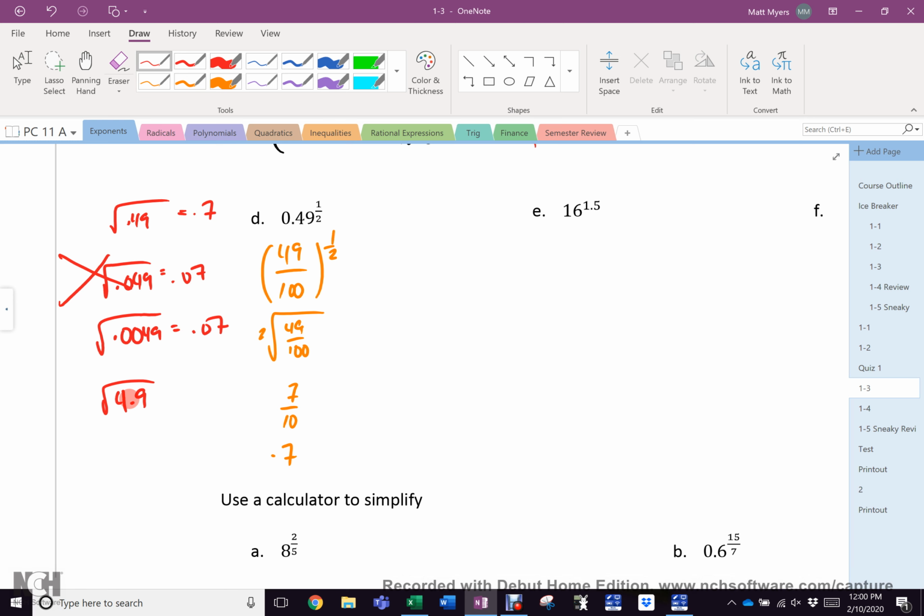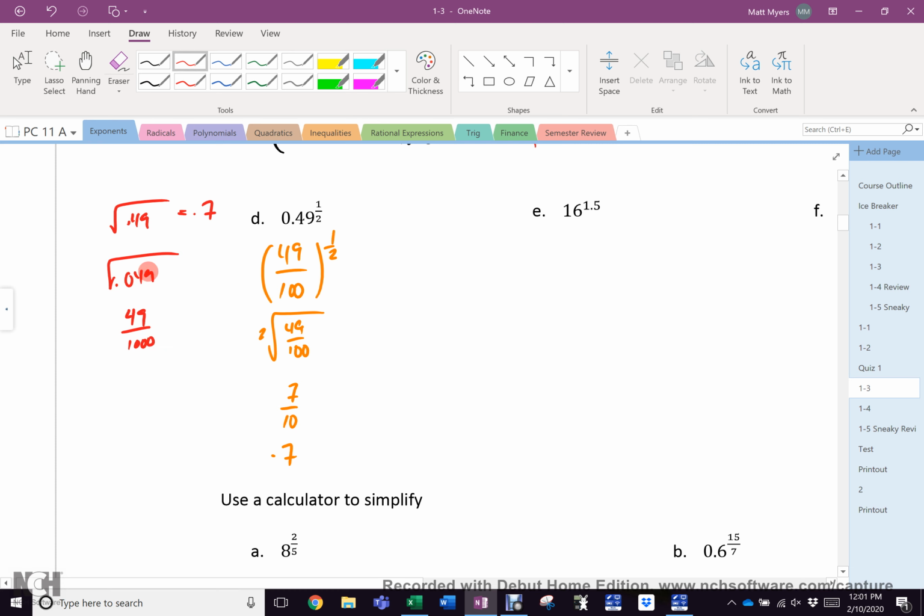This 0.049 square root is 49 over 1,000. Does 1,000 have a square root? No. So this is irrational. But I told you that 0.0049 worked, right? Because that is 49 over 10,000. Does 10,000 have a square root? What is it? It's 100. So that's 49 over 100, or 7 over 100, which would be 0.07.